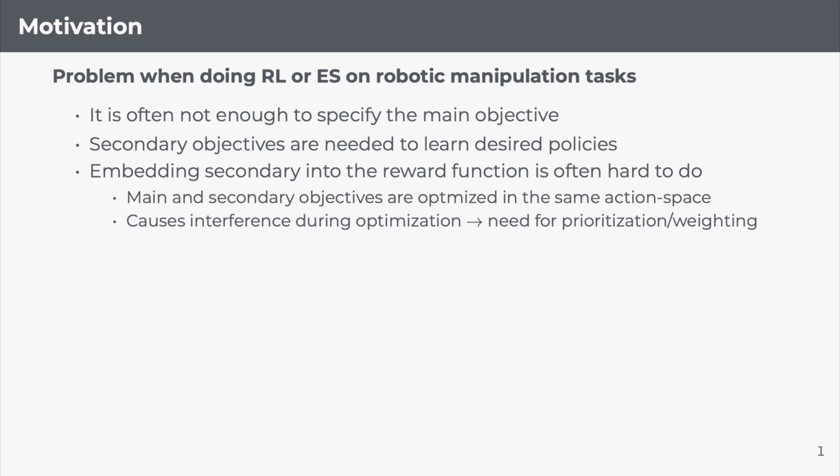The necessity of secondary objectives becomes more important for robots with higher degrees of freedom. However, embedding secondary objectives into the reward as well is a hard thing to do. It often requires expert knowledge and a lot of fine-tuning. Further, found rewards for secondary objectives need to be readjusted or reweighted when using a different algorithm or applying the same algorithm to new tasks with different main objectives. This is because the main and secondary objective are optimized in the same action space, which intrinsically causes interference during optimization and calls for prioritization of different objectives in the same reward function.